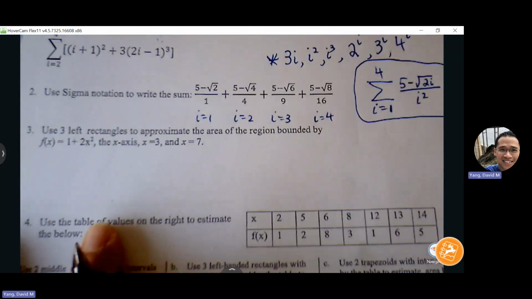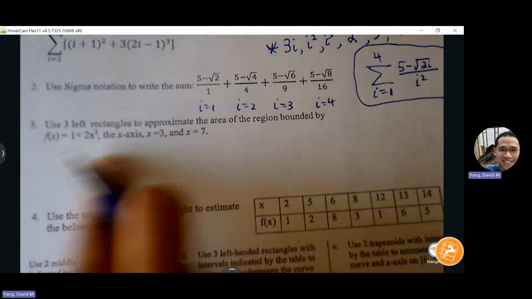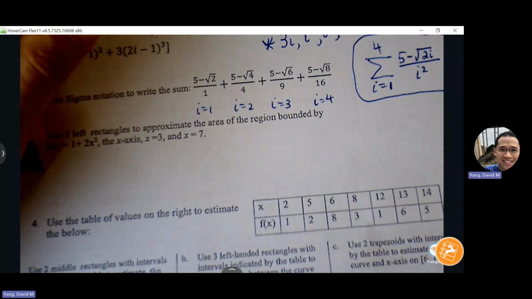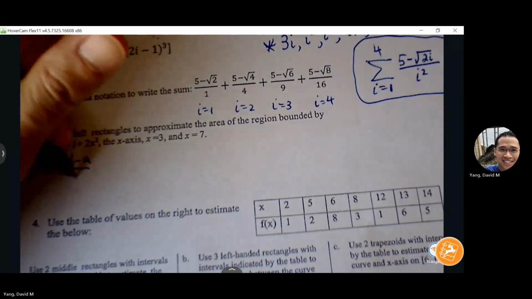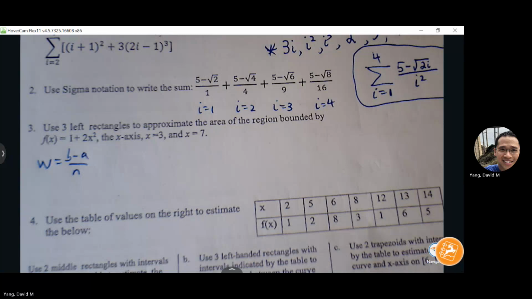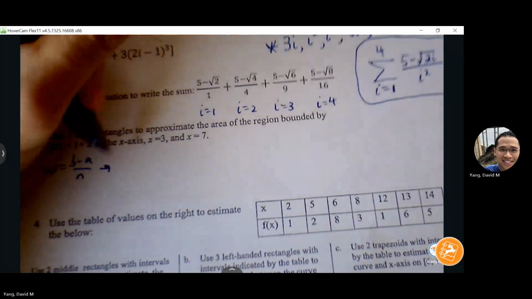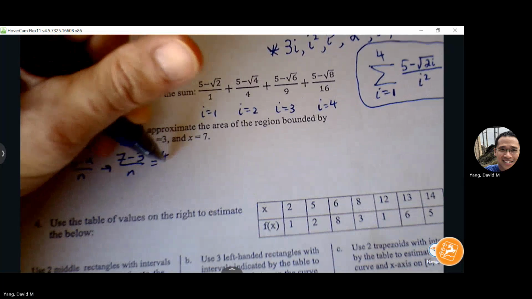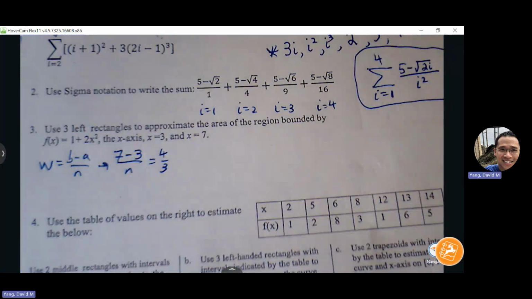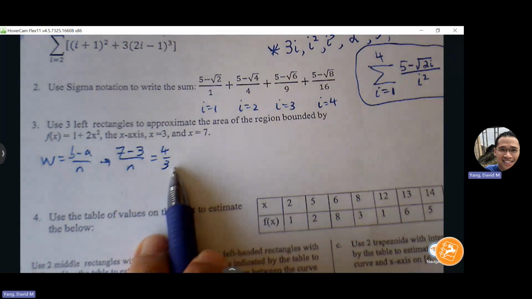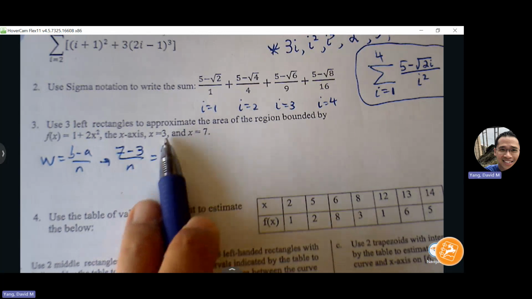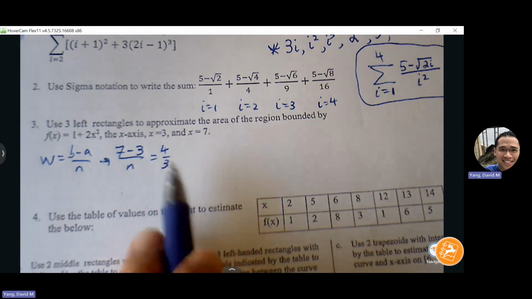Okay, let's try number 3. Use 3 left-handed rectangles to approximate the area bounded by our function. First, find the width. How do we? What's my width going to be? B minus A over N. So starting at 3, you're going to keep adding 4/3 until you get to 7. So 3 plus 4/3, same thing as 9/3 plus 4/3, which is 13/3.